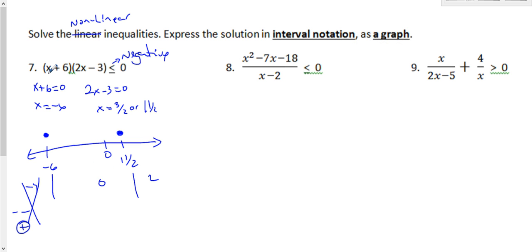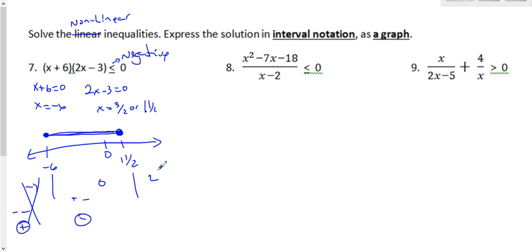When we plug in 0, we are going to get 0 plus 6, which is a positive number, and 0 minus 3, which is a negative number. And having one negative will be a negative answer. And so we want to include all values in between the two dots here.